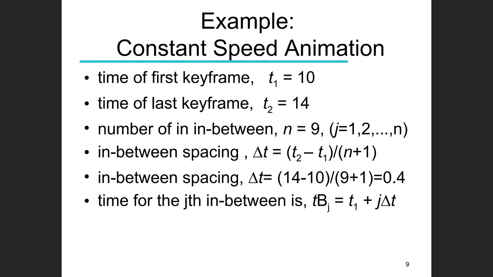But the actual timing for any specific in-between frame is computed by this equation. For any jth in-between frame, we can compute the actual time by this equation, t of bj. The time for the jth in-between frame is equal to t1, the starting time, plus j multiplied by delta t. We already calculated delta t. By this equation, we can specifically calculate the time for the jth in-between frame.